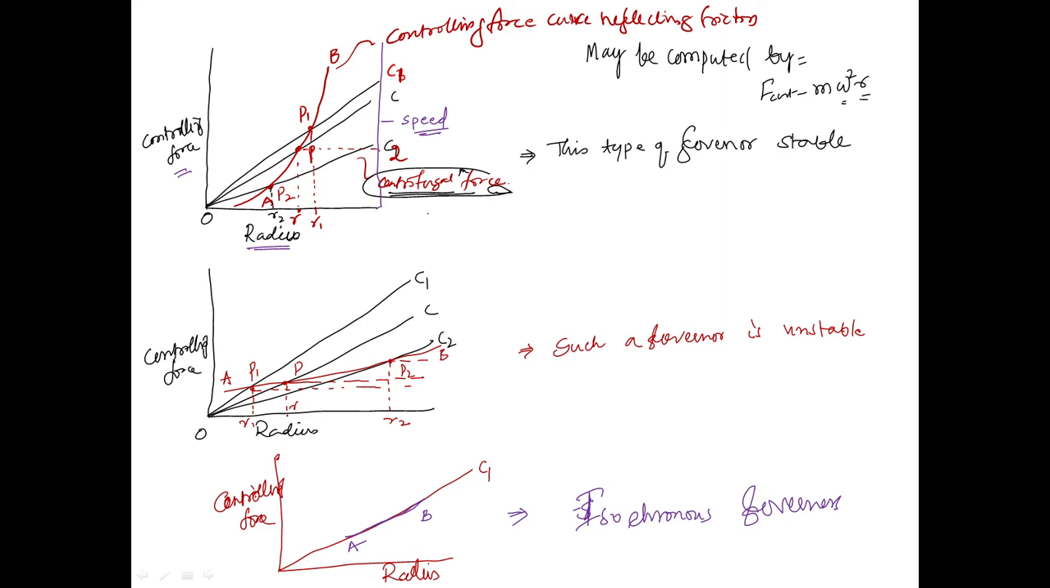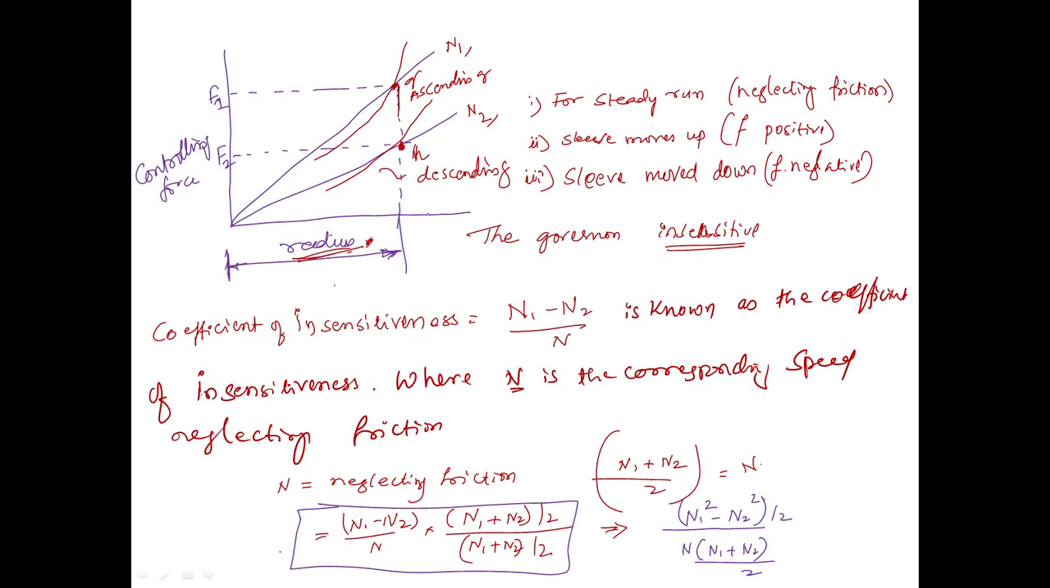Okay, now these are the three types of controlling force you are going to get, based on the condition of the governor: whether the governor is stable, unstable, or isochronous. Sometimes it is not possible to get an isochronous governor because of friction. Friction is always there between the axis of rotation of the shaft and the sleeve. If you consider the effect of friction here, you are going to get a variation of speeds for the same radius of rotation, one for ascending and another for descending.